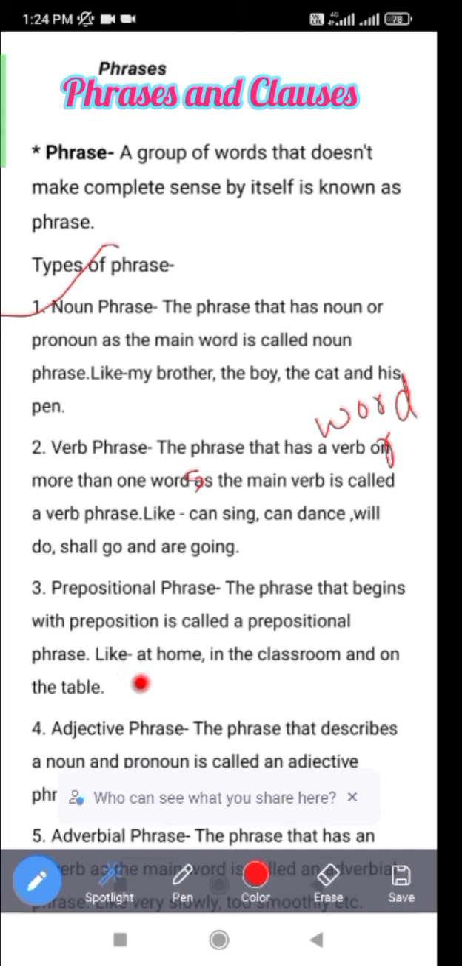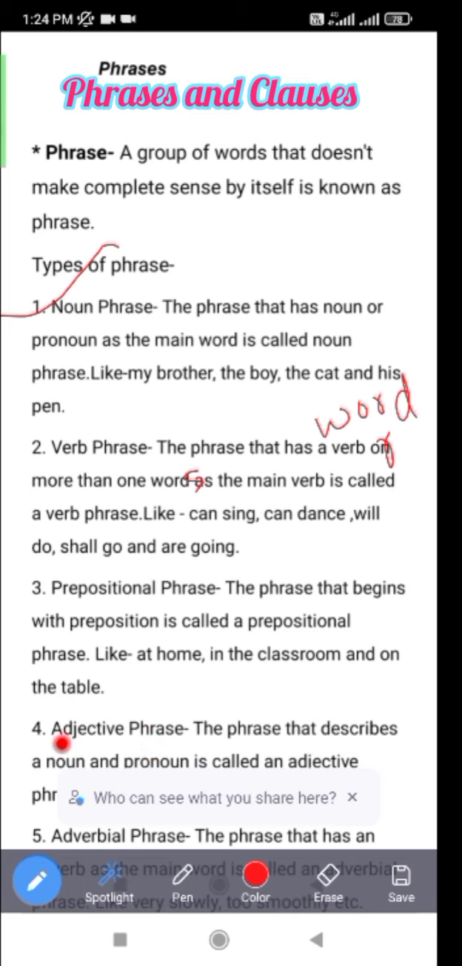If you have not studied, you can see my previous videos. I have already uploaded about prepositions. What is a preposition? At is a preposition, in is a preposition, on is a preposition. So these are prepositions. At home will be a prepositional phrase. In the classroom, that is a prepositional phrase. On the table, that is also a prepositional phrase.